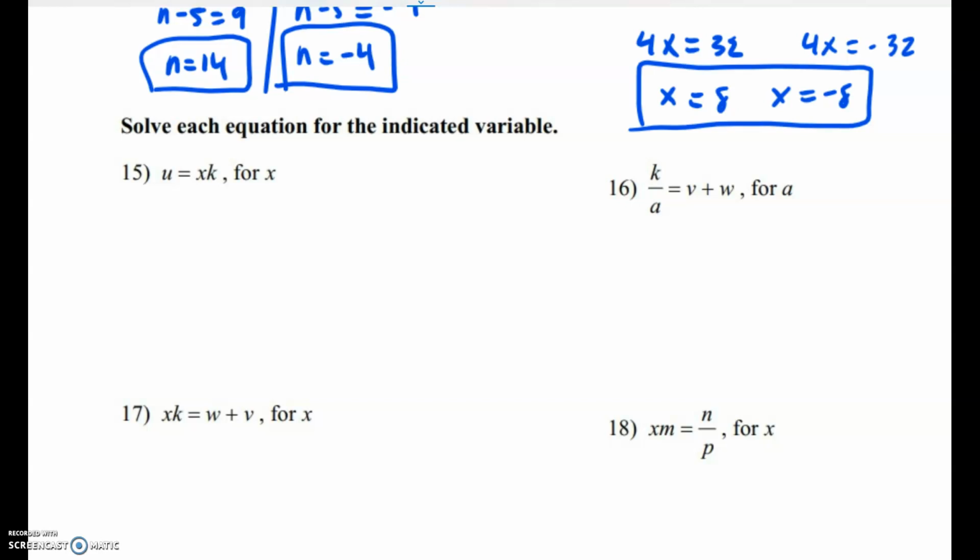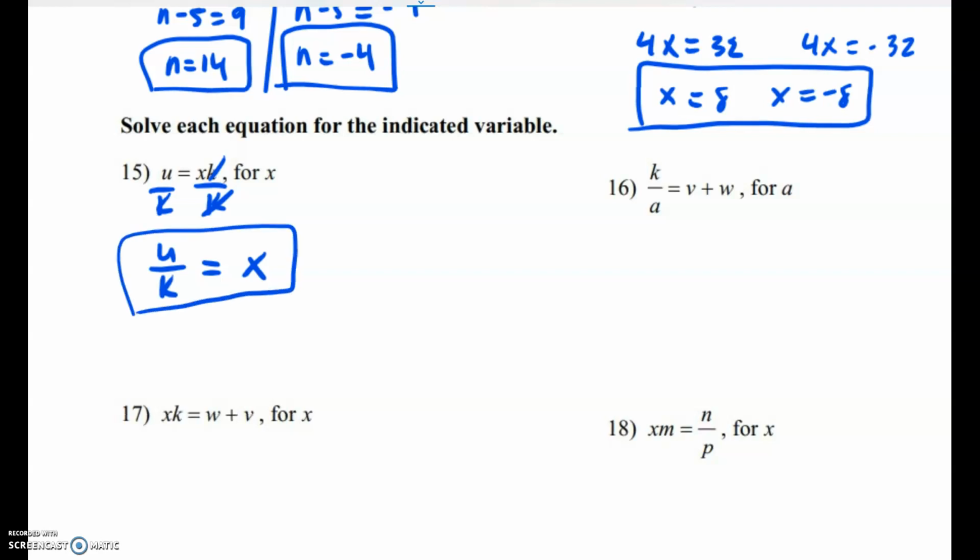Okay? So number 15, I want to get rid of the k. K is being multiplied by x. So the inverse operation would be to divide by it. So I'm dividing both sides by k. And the way that I write the left-hand side is I just keep it as u divided by k. So that's what x is equal to, u divided by k.